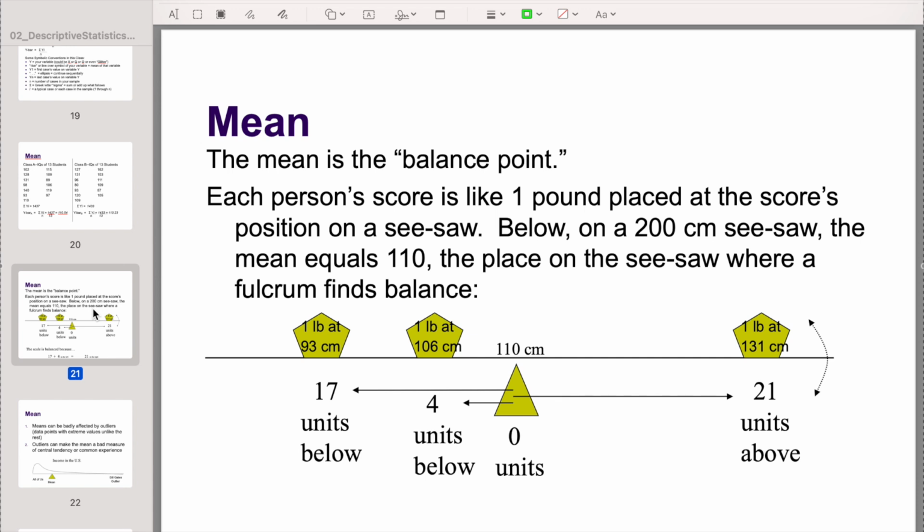So here's the type of visualization we would have with the mean. 17 units, 21 units. And what is the mean? So the mean here is 110.